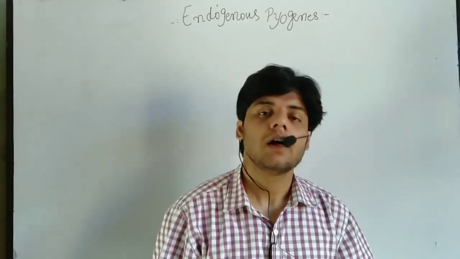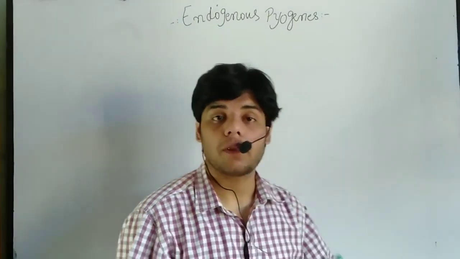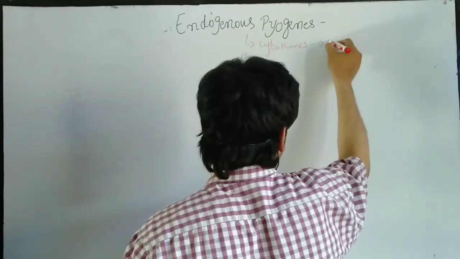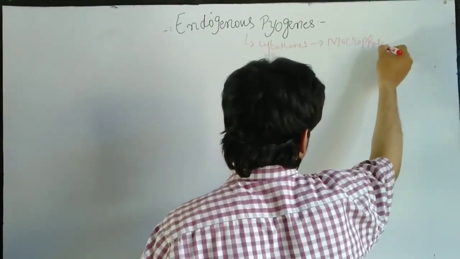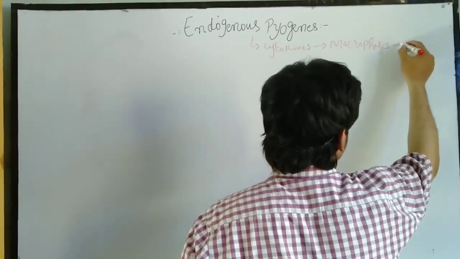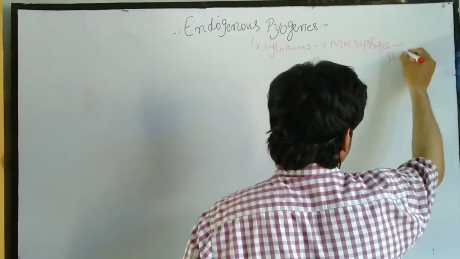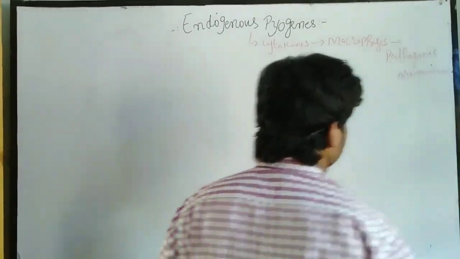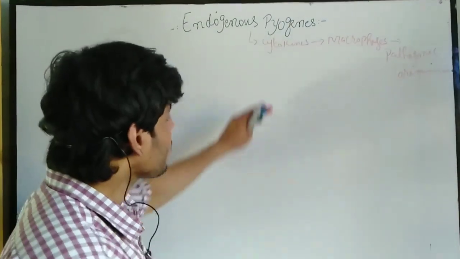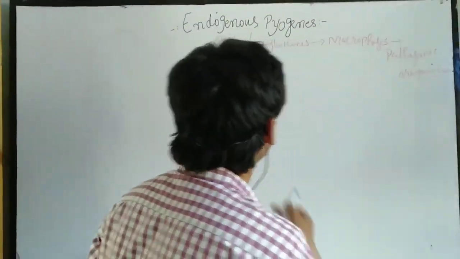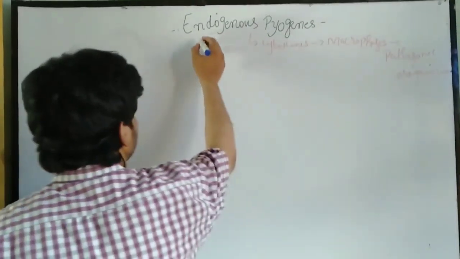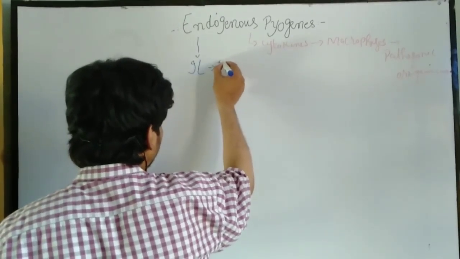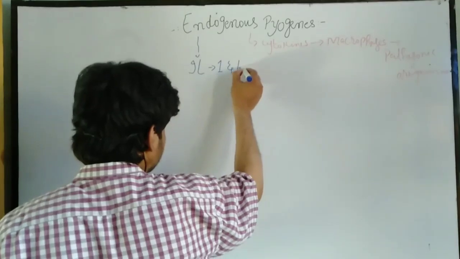Endogenous pyrogens are the cytokines which are usually secreted from the macrophages against the pathogenic organisms. Okay. These pyrogens, if we talk about endogenous pyrogens, usually contain interleukin 1 and 6. Okay.